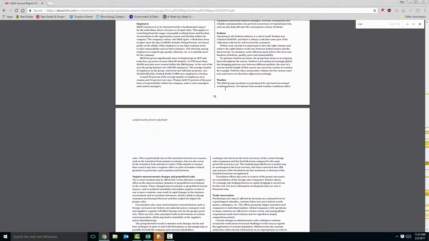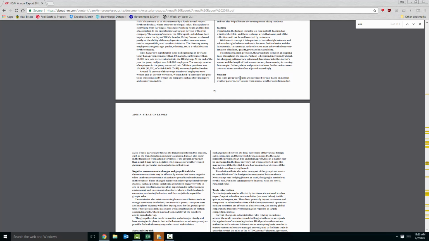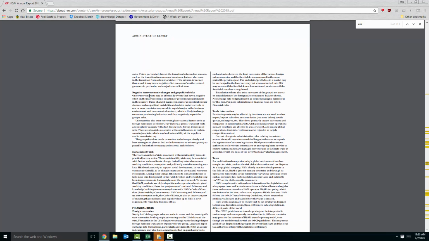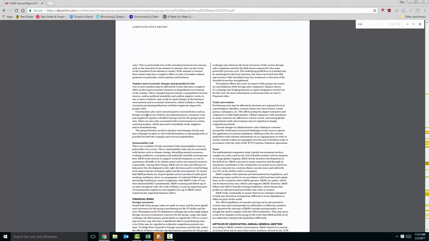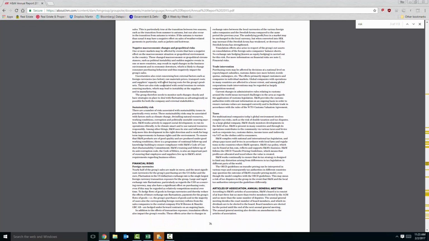We then have weather-related risks, which in this particular instance relate to the fact that perhaps you have a very mild winter, so some of their warmer winter coats are not selling. Then we can go through and see different types of risks such as sustainability, negative macroeconomic changes, geopolitical, and so on. What you need to do when you do a risk analysis is go through each and every section and really understand it, maybe summarize it in a much shorter format to try to understand the risk exposure.